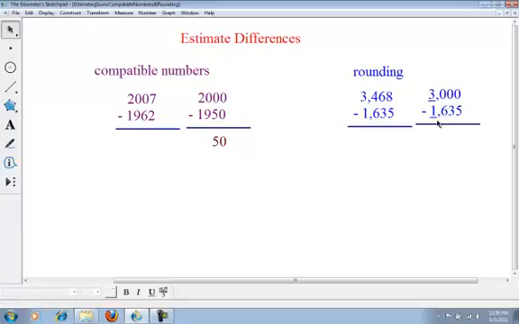If I look at this one, 1,635, this 6 lets me know that it's closer to 2,000. So I'm going to round this number up to 2,000. Now I can do this subtraction in my head. 3,000 minus 2,000 gives me 1,000. So those are two ways that you can estimate differences, with compatible numbers or with rounding.